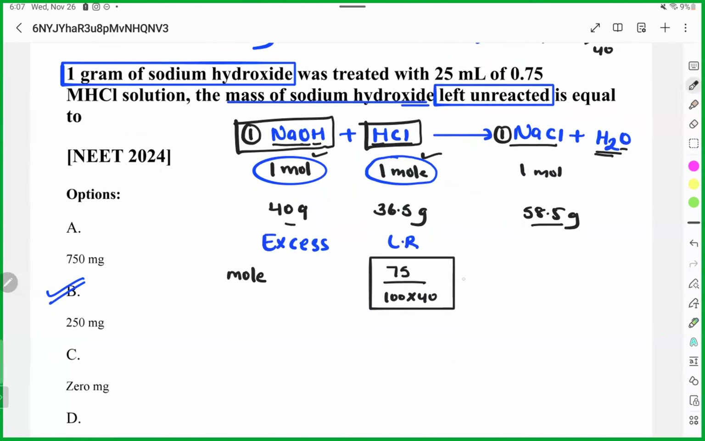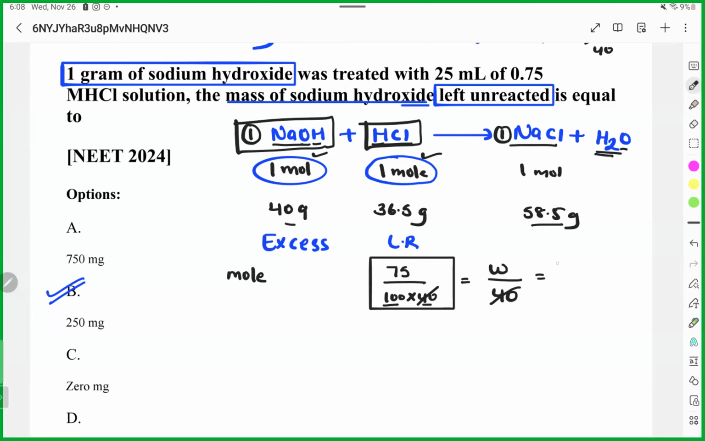Yes, sir. So now you have to calculate how much amount of NaOH will react with this. The number of moles of NaOH is the same as the HCl moles, 75 by 100 by 40. NaOH moles is given mass by molar mass, which is 40. 40, 40 cancel. So what will be the weight?